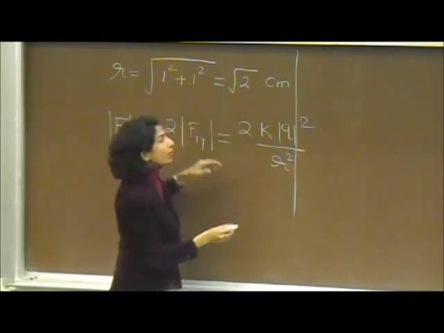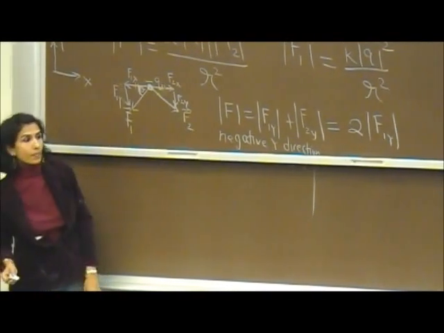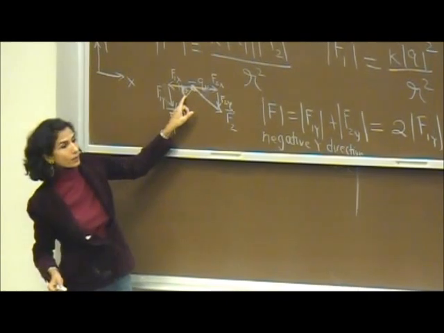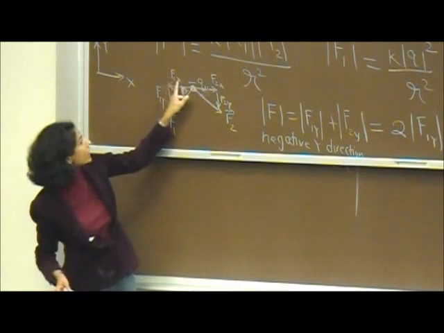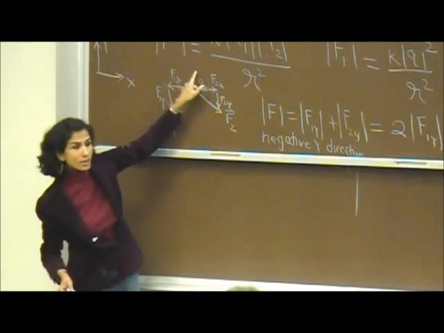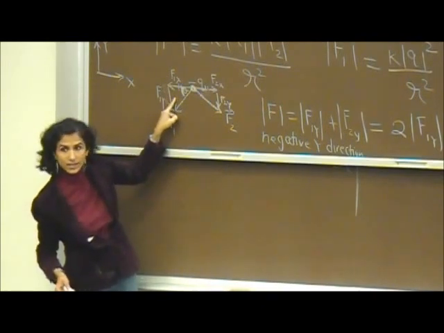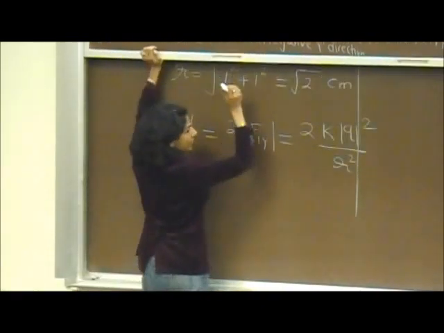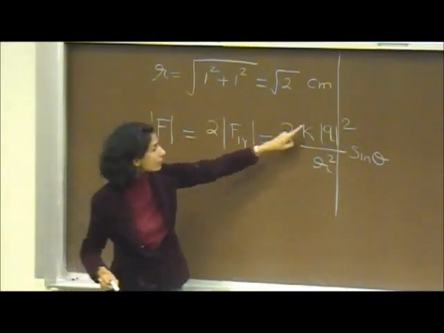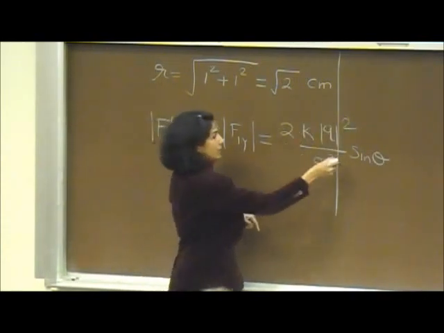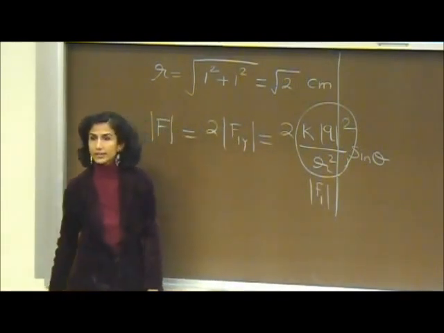times what? Is the y component sine theta or cosine theta? Look here. Remember, the adjacent thing is the cosine theta, right? So F1x will be F1 times cosine theta. F1y will be F1 times sine theta. Is everybody remembering that? Okay. So then, this will be sine theta. F1y will be F1. This whole thing is F1 magnitude, right?